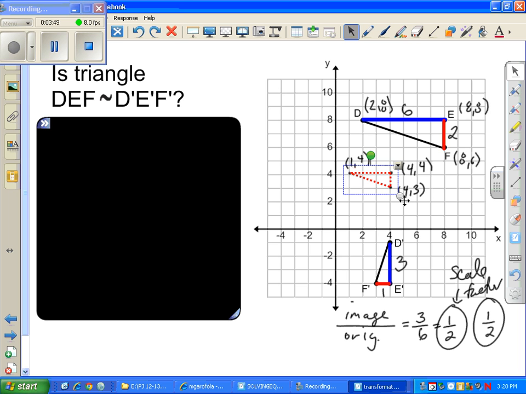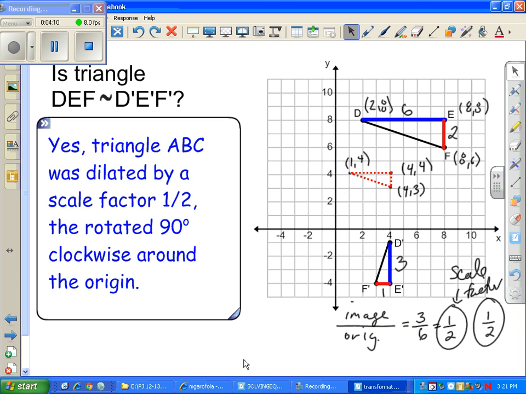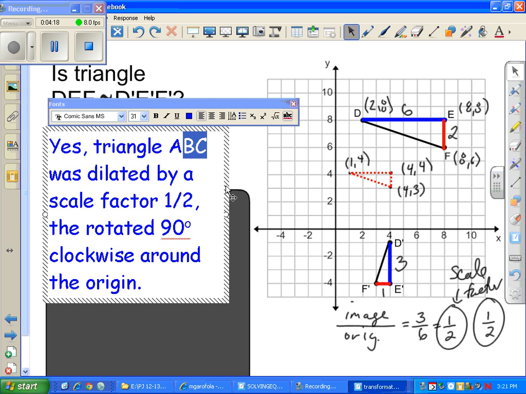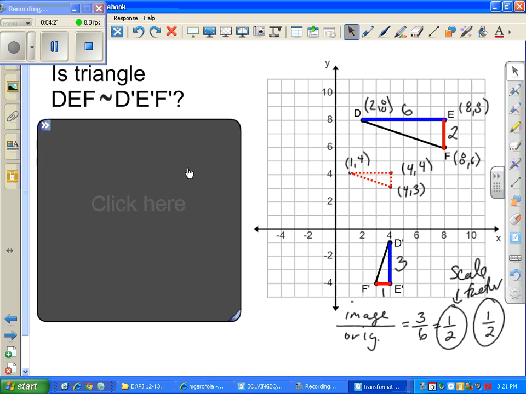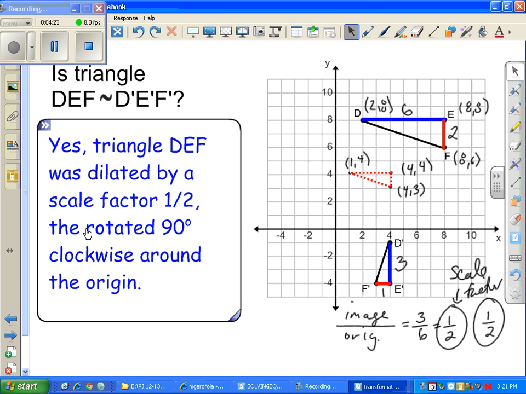So the only one we've learned left is called a rotation. Now look, if I rotate this triangle in a clockwise direction, there we go. It'll line up right on that triangle. So since it went from quadrant 1 to quadrant 4, that would be a 90-degree rotation. So we're going to say it was rotated 90 degrees clockwise, and that would put it right here on this triangle. So our answer to this problem is that triangle DEF was dilated by a scale factor of 1/2, and then it was rotated 90 degrees around the origin.